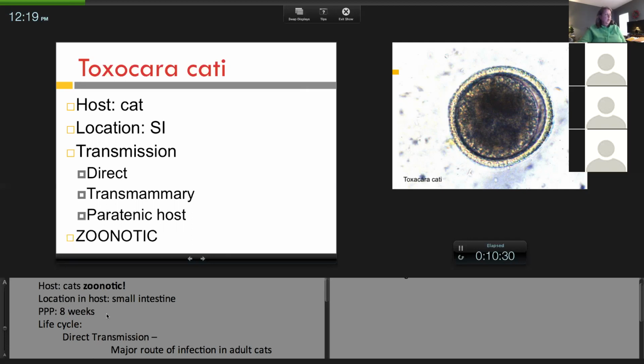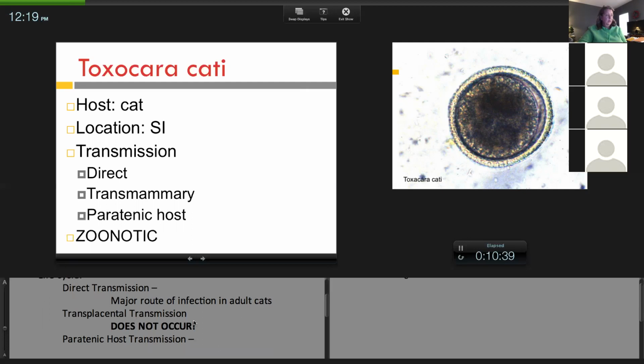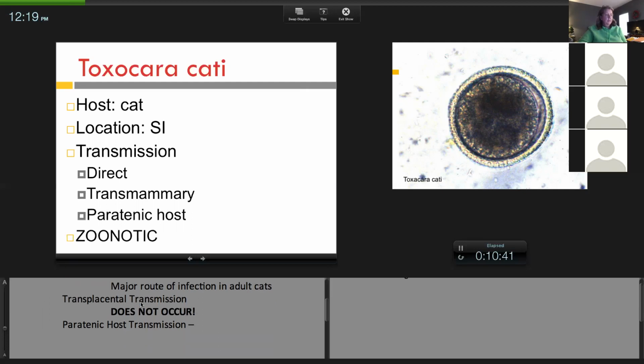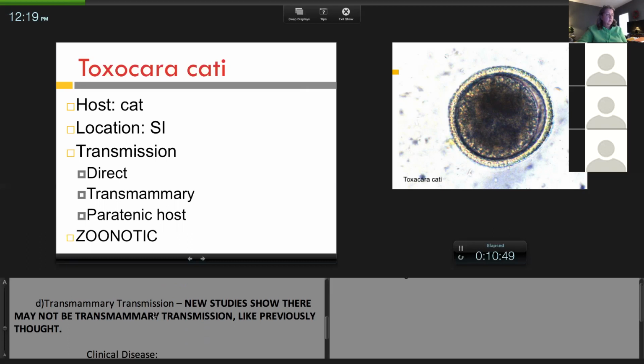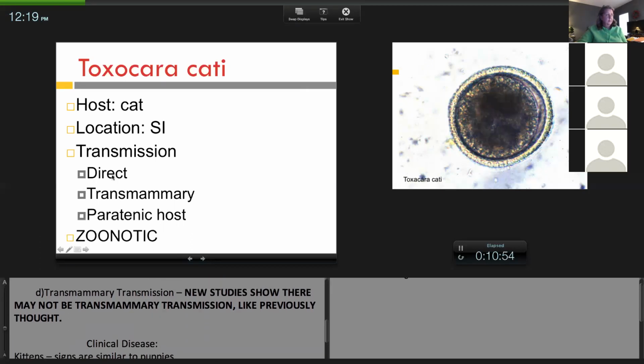thing. So the pre-patent period is a little bit longer, 8 weeks. Direct transmission is the most common infection. They do not have transplacental. So this isn't going to get passed from the mother like it does in dogs. So again, it's very, very common that it's going to be direct transmission, but it's a lot more common in puppies than it is in kittens.